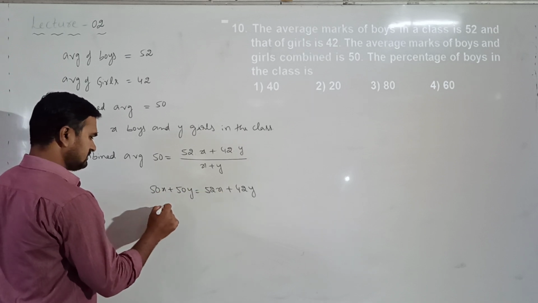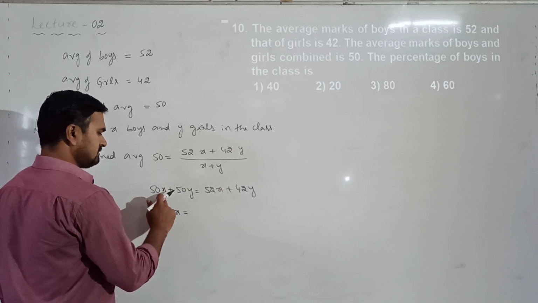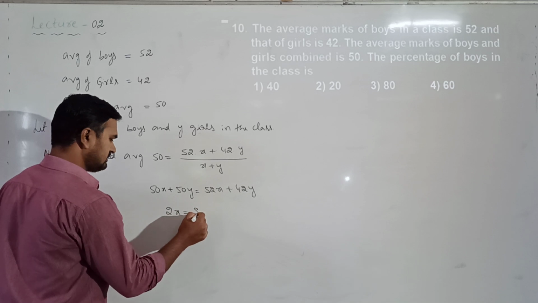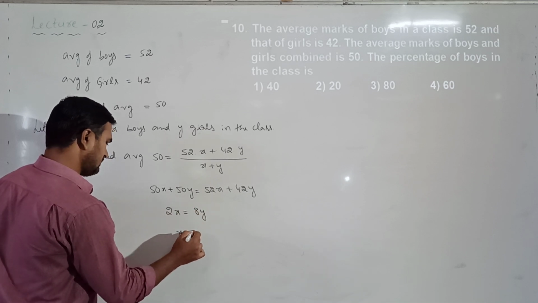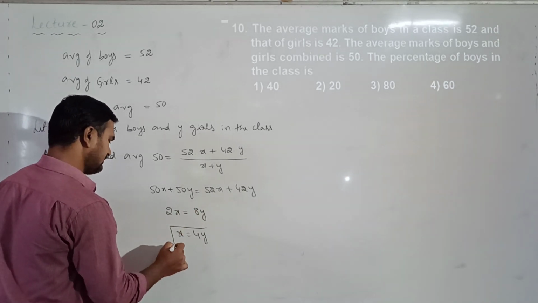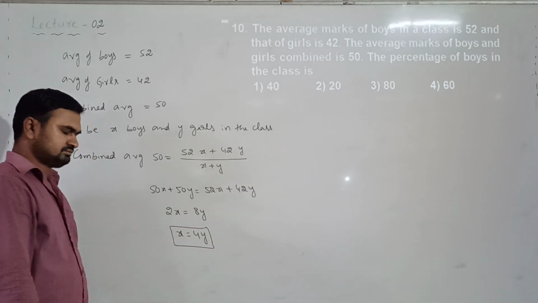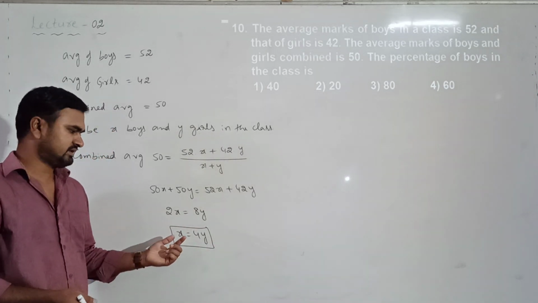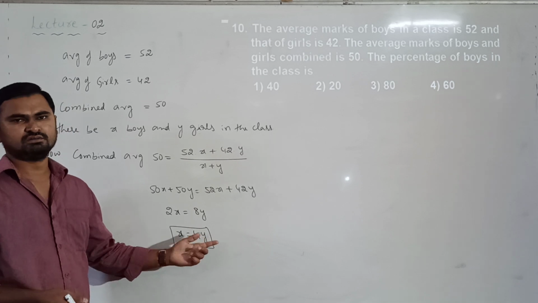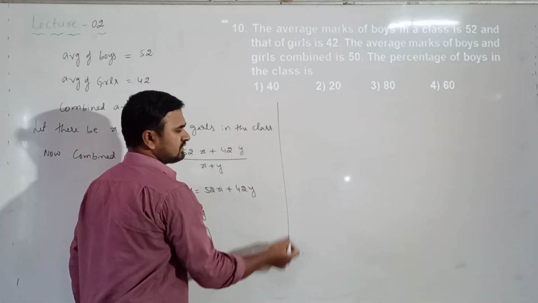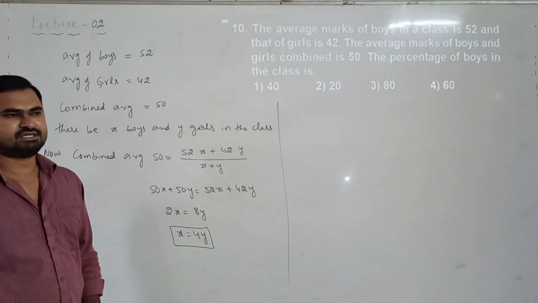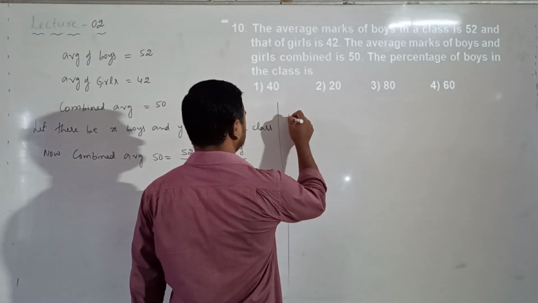Now rearranging, 2x is equal to 8y, or x is equal to 4y. So this is the relation between x and y: x is equal to 4y. Now what they ask is the percentage of boys in the class.